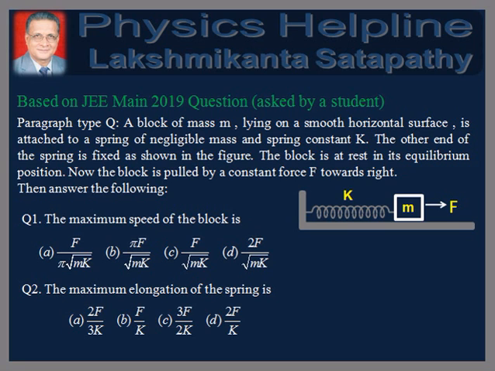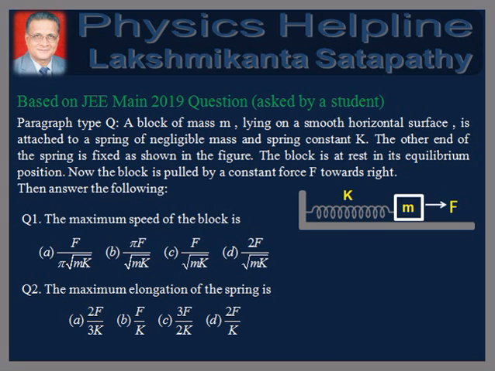Now the block is pulled by a constant force F towards right. Then answer the following. Question 1. The maximum speed of the block is. The options are F divided by pi root mk, pi F divided by root over mk, F divided by root over mk, and 2F divided by root over mk.